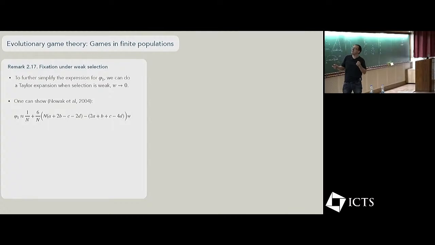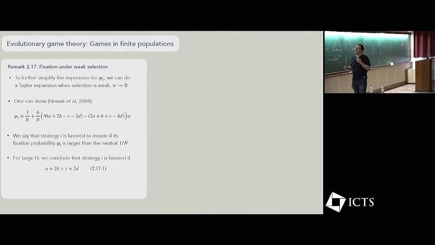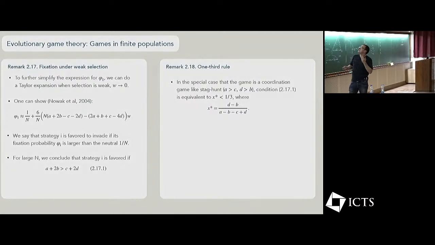It's still a rather complicated expression, so you could even take another limit, that n becomes really large, because then I can ignore everything that is here. What you get then is that this object in here must be positive, and then you would get an expression that is larger than 1 over n. So you would need that A plus 2B is larger than C plus 2D.